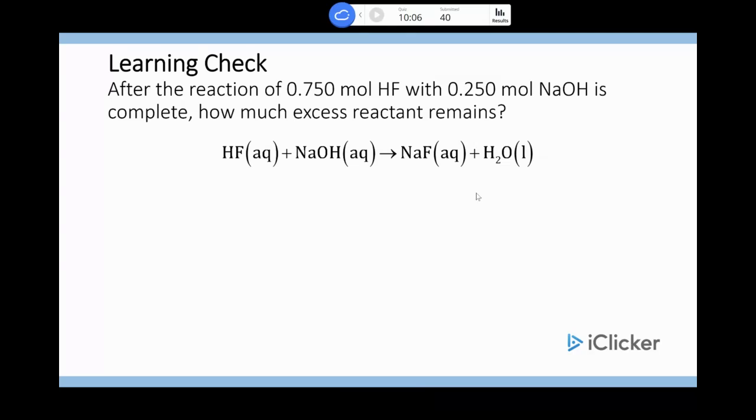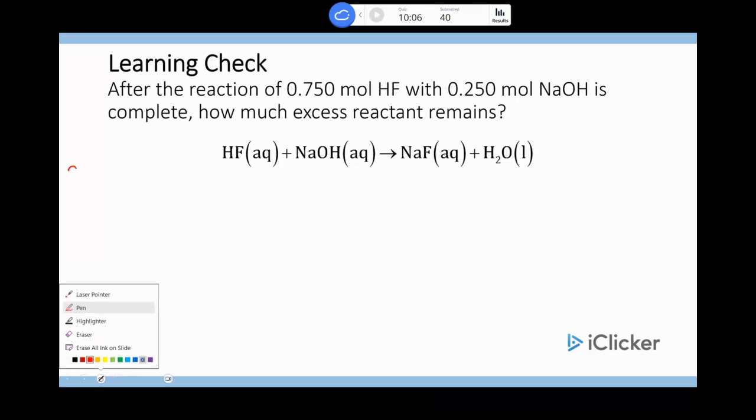We have 0.250 moles of sodium hydroxide, 0.750 moles of hydrofluoric acid. They react in a 1-to-1 ratio, so the max amount of sodium hydroxide that can be reacted is 0.250. That's also the max amount of hydrofluoric acid that can be reacted. So the lower mole amount when you have a 1-to-1 ratio of the starting material will be the limiting reactant. Well, let's do the calculations just to make sure.